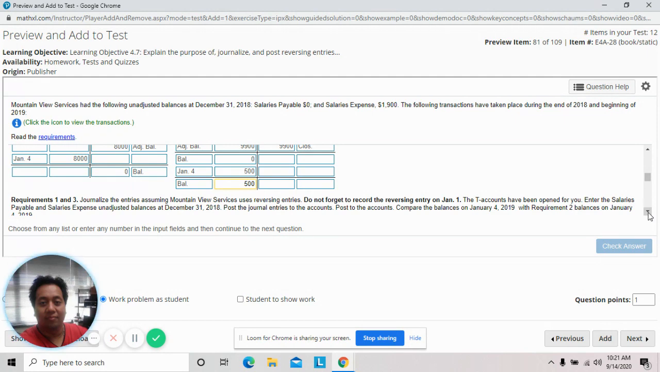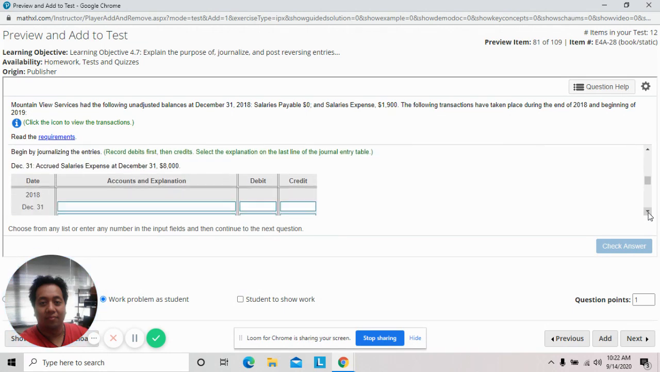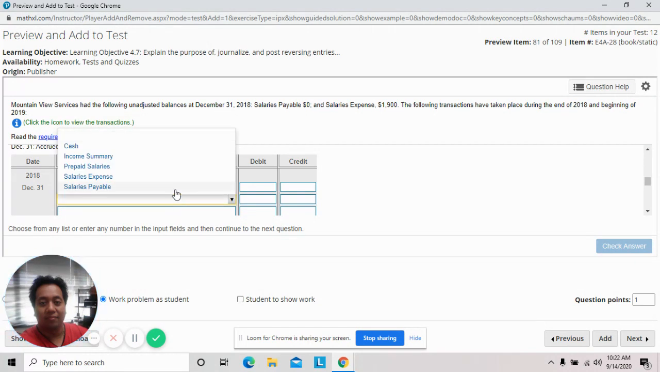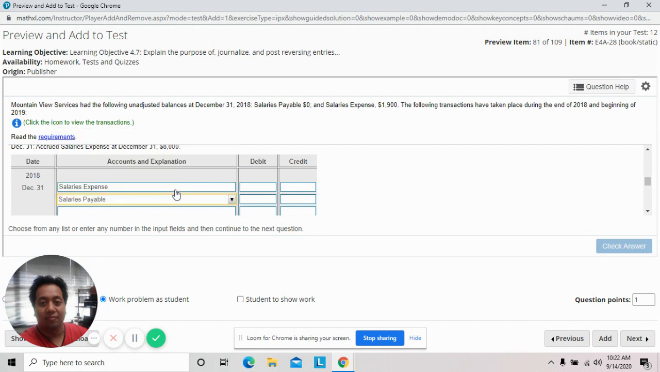It's on to requirement 1 and 3. It's all pretty much the same. Accruing salaries, reversing accrued salaries and whatnot. So I'll continue with that. December 31st, I'm accruing salaries once again. Once again, be a debit in salaries expense and a credit in salaries payable for $8,000.